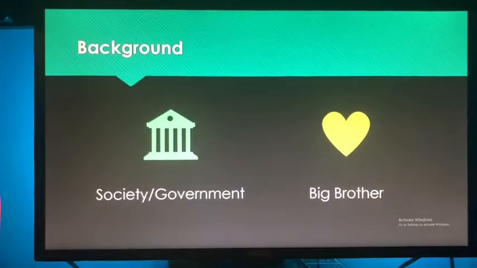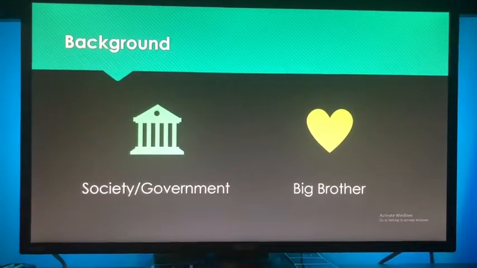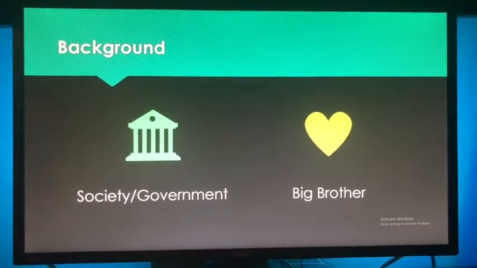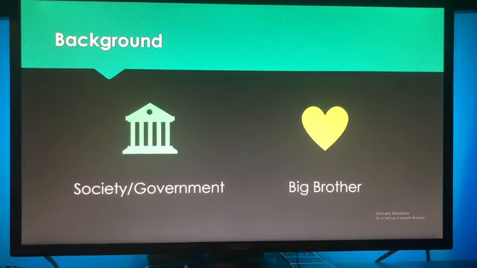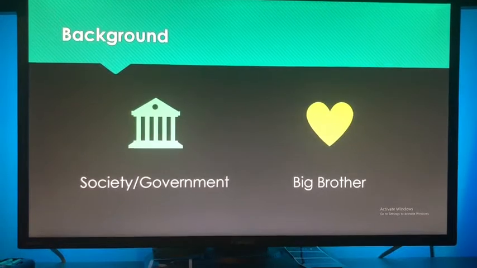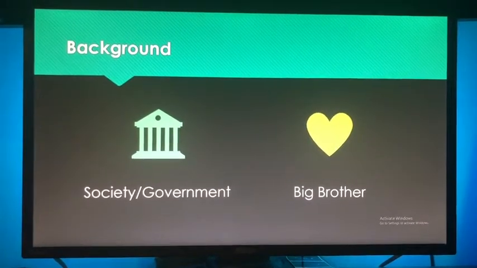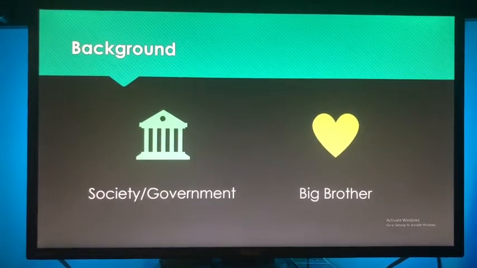So now we're going to talk about 1984 a little bit, get you some background information so you guys aren't clueless as to what I'm talking about. So the book 1984 is about a middle-aged man named Winston who lives in a futuristic society. This society is a mix of communism and socialism, where the government, otherwise known as Big Brother, controls every aspect of its citizens' lives by making all the laws and regulations.